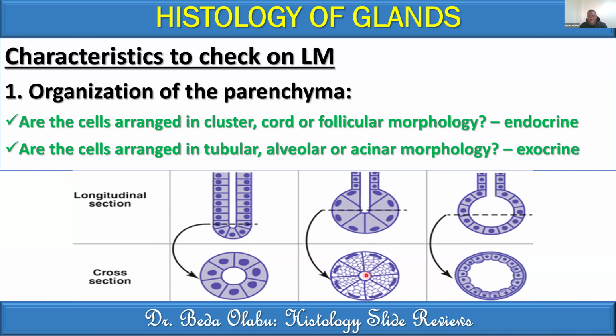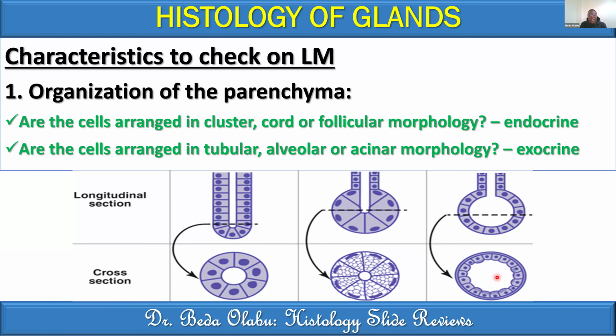So this qualifies to be the acinar morphology. And then the last one. Yes, the secretory portion is ballooned out, but the cells are predominantly simple cuboidal. And so the lumen of the secretory portion is also wide. If this be the scenario, then we call that the alveolar morphology.